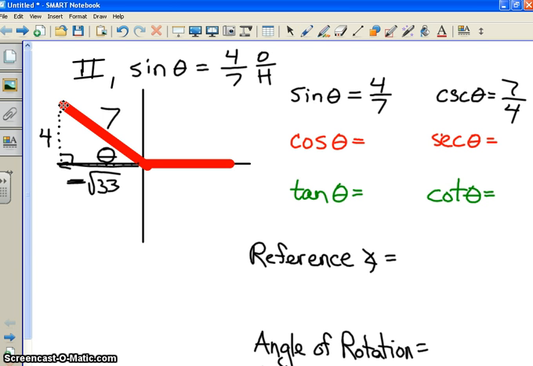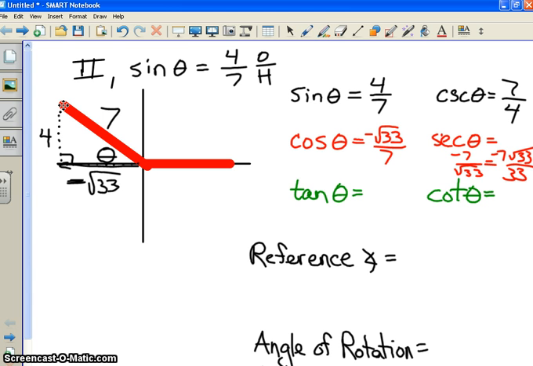For cos, cos is adjacent over hypotenuse, so my adjacent side is negative radical 33 over the hypotenuse of 7. And for secant, that's the reciprocal of cos. If I do negative 7 over radical 33, getting rid of the radical in the denominator will change it into negative 7 radical 33 over 33.